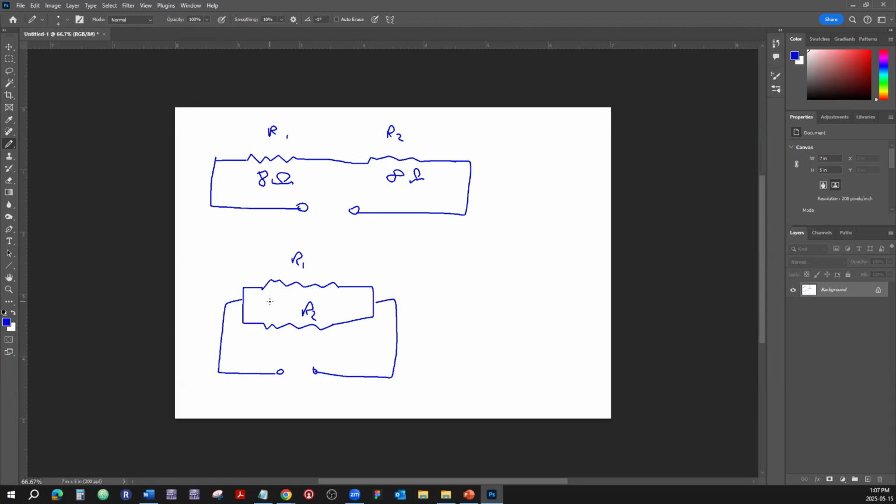Because that's how things work in parallel. The formula is slightly different, and it just so happens that if the values are the same, then we just divide that value by the number of devices. 8 is the value of the resistor. How many of them do we have in parallel? 2, so 8 divided by 2 gives us 4.